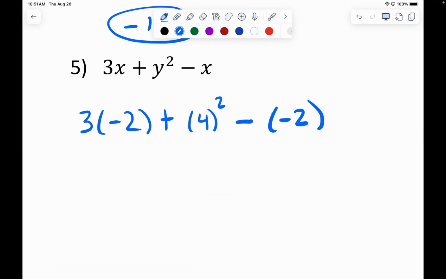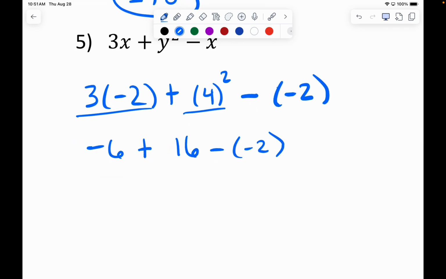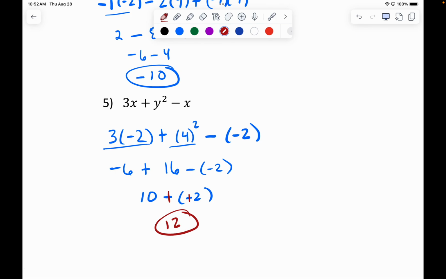First thing I'll do is the exponent here, so that'll give me -6 plus 4 to the second is 16, minus -2. Now we have all addition and subtraction. -6 plus 16 would be 10. And then 10 minus -2, I can do keep, change, opposite. I like to be lazy and just do that when it's subtraction with some of these. So that'll give me 10 plus 2, which is 12. That should give me a final answer of +12.